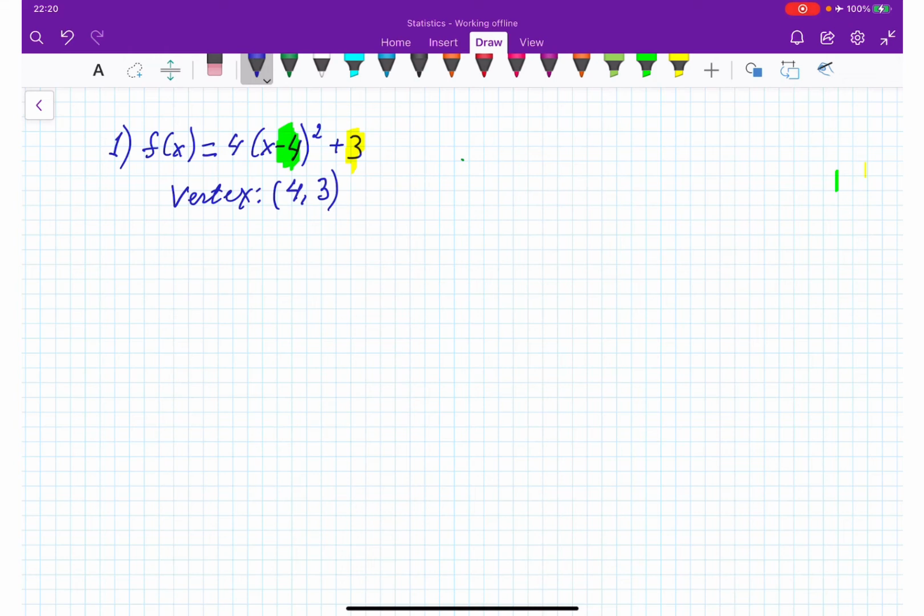Question number 2. I have f of x is equal to 4 times x minus 7 squared plus 3. So the vertex is going to be: the negative 7, the change of x, will become positive 7, and plus 3 will stay there. That's the vertex for this function.